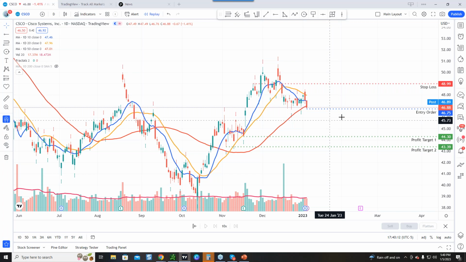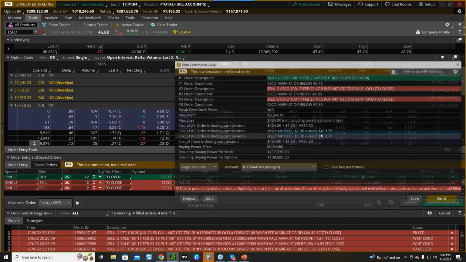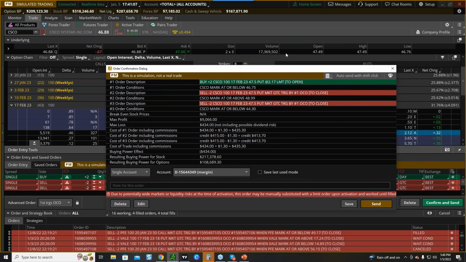So this triggering process is all taken care of, down to the option. Once I hit set up and go, you'll see the confirmation. This is what the ticket looks like. Order 1, that's the buy, that's the execution. The conditions of order 1 is it's got to mark at or below 46.75. Order 2, order 3, you can see the conditions. That's the closing orders. So once we hit send, this trade is now pending.